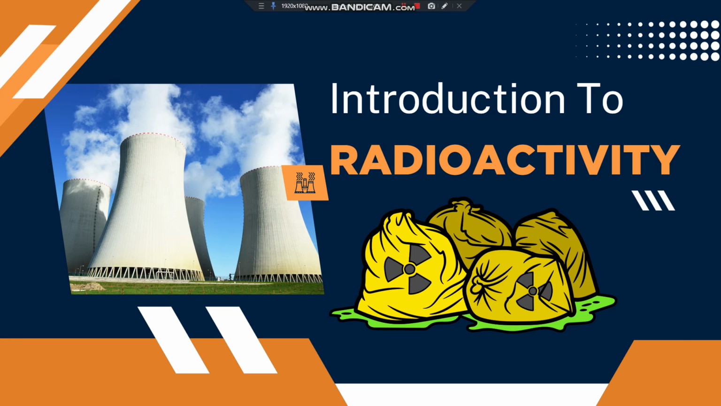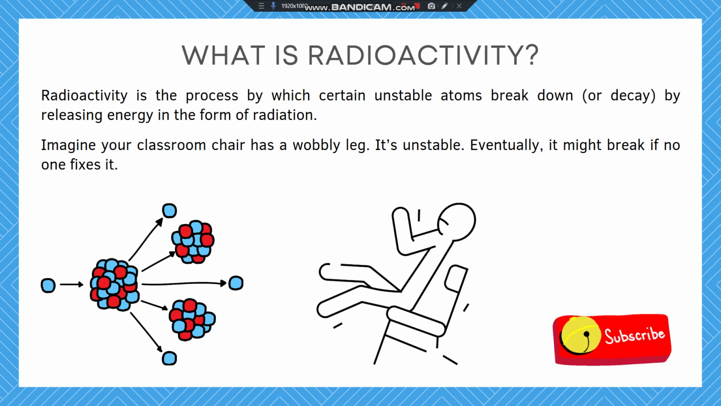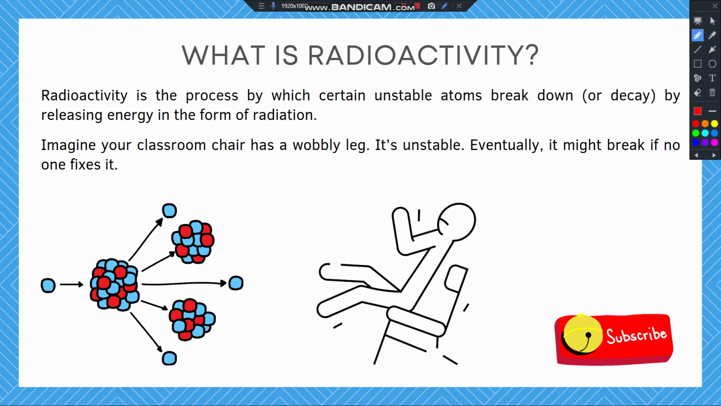Today's episode is going to be the beginning of an all-new series called The Introduction to Radioactivity. So I'd like you to just sit back, relax, and enjoy every bit of what we have for you in today's video. By way of introduction, let's first define what radioactivity is. Radioactivity is a process through which certain unstable atoms, take note of the word unstable, break down and/or decay by releasing energy in the form of radiation.